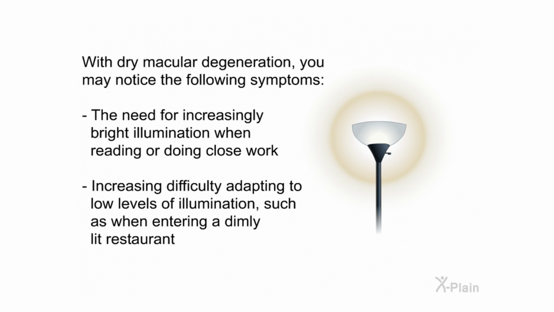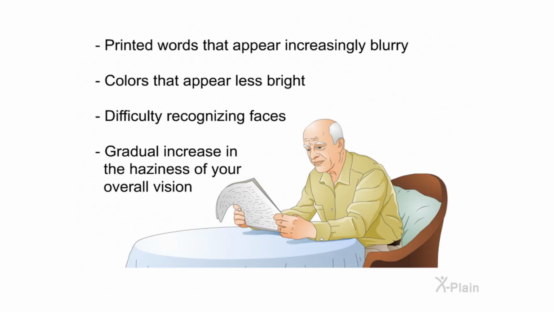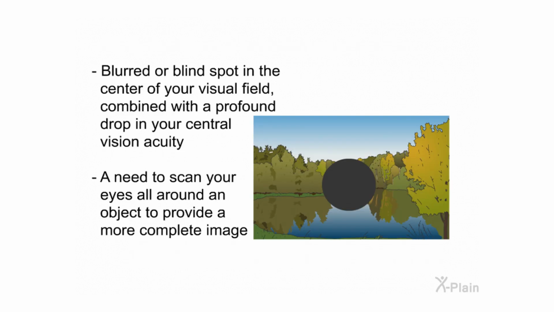With dry macular degeneration, you may notice the following symptoms: the need for increasingly bright illumination when reading or doing close work, increasing difficulty adapting to low levels of illumination, such as when entering a dimly lit restaurant, printed words that appear increasingly blurry, colors that appear less bright, difficulty recognizing faces, gradual increase in the haziness of your overall vision, a blurred or blind spot in the center of your visual field, combined with a profound drop in your central vision acuity, and a need to scan your eyes all around an object to provide a more complete image.